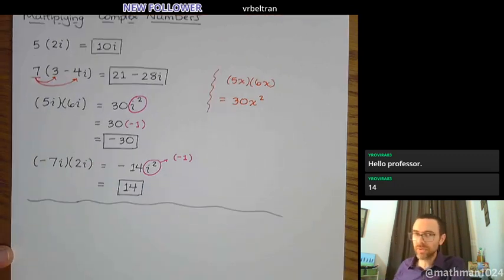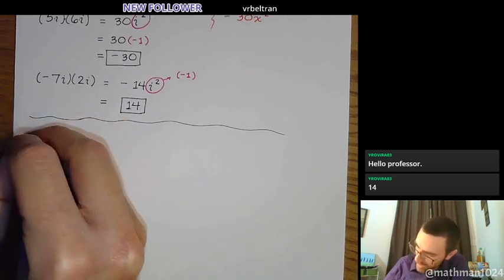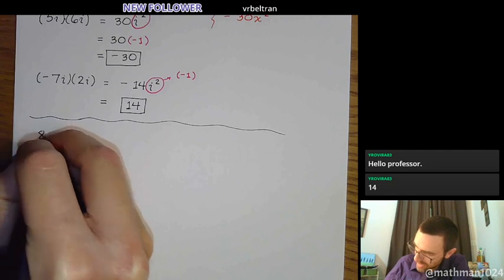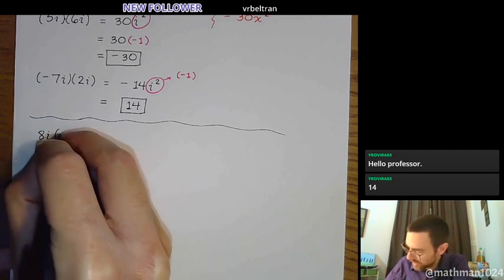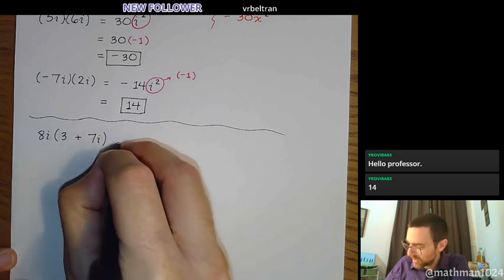Well, now that we have the little stuff out of the way, then we go for the big stuff, right? Let's take 8i times 3 plus 7i.